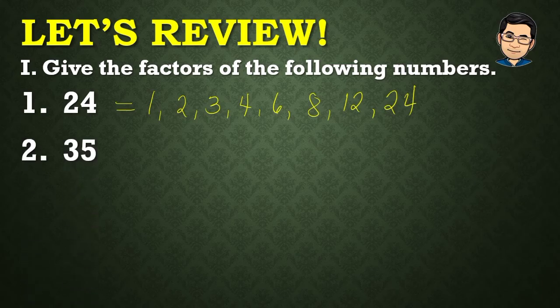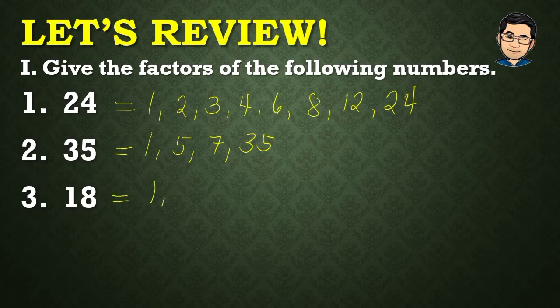Let's have number 2, 35. Since nag-e-end ang number natin by 5, automatic, one of its factor is 5. So let's have 1, 5, 7, and 35. Next, we have 18. So 18, we have 1, 2, 3, 6, 9, and then 18. And finally, we have 70. Since nag-end ang 70 sa 0, one of its factor is 10.